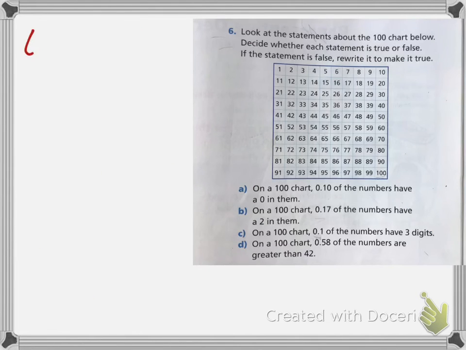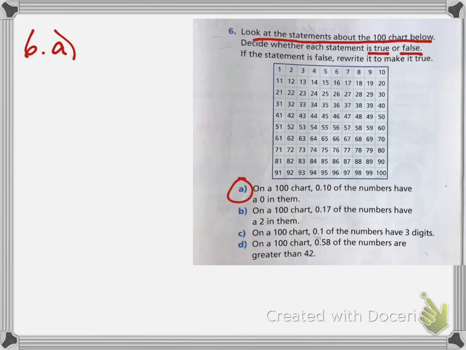Okay, our last one that we are going to do today is number 6. Look at the statements about the 100 chart below. Decide whether each statement is true or false. If the statement is false, rewrite it to make it true. So we have to correct it if it's wrong. We're going to put an A here. This time we're looking at a 100 chart. We're not looking at colors this time. We're looking at the numbers. So let's see what it says.